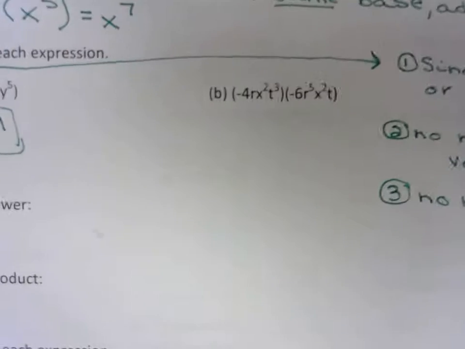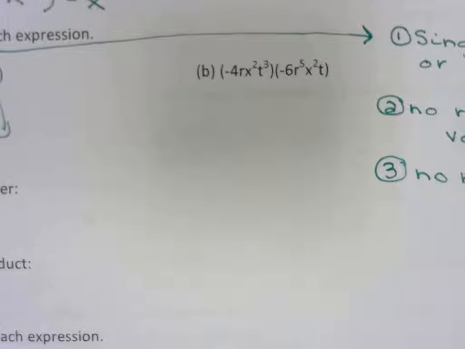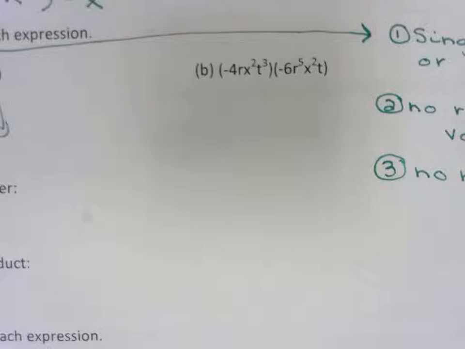Okay, next one. Let's look at B. If I look at B real quick, first thing I would do with this is what? If I had to guess. Actually, try it on your own real quick. Take about 2 minutes. Okay, we're multiplying. So you take care of your whole numbers first and then worry about your exponents.